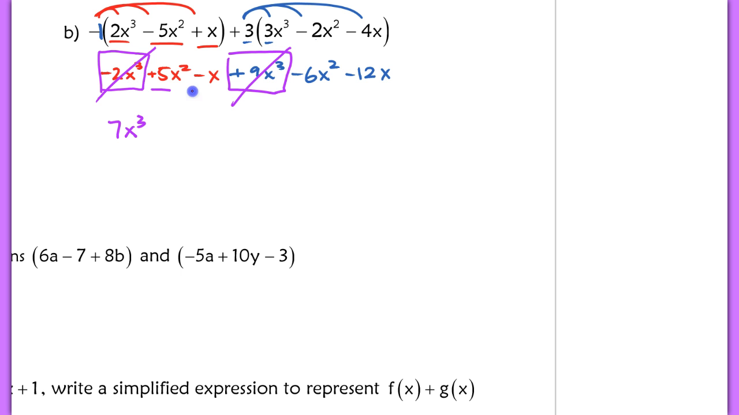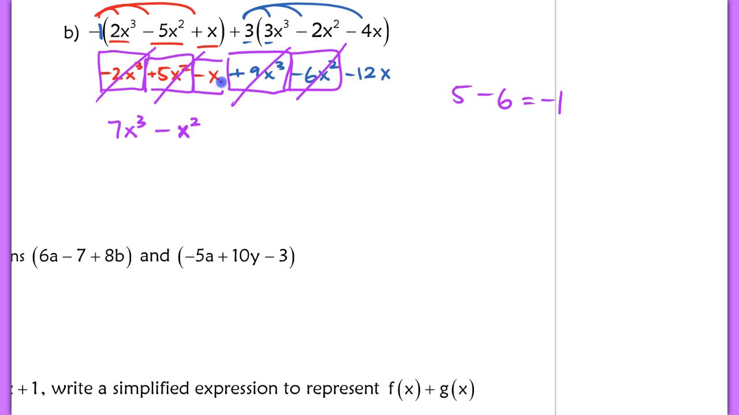Now I have 5x squared and negative 6x squared. So in my calculator, I'll type in 5 minus 6. That gives me negative 1. So that gives me negative 1x squared. Again, I don't need to write the 1 out in front, but I can if I want. Then I'll cancel those terms out because I'm done with them.